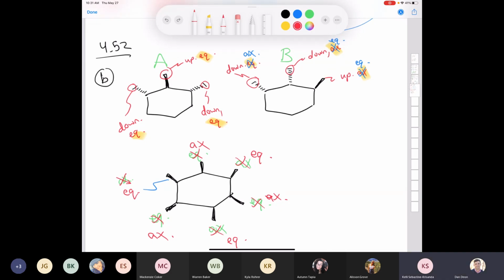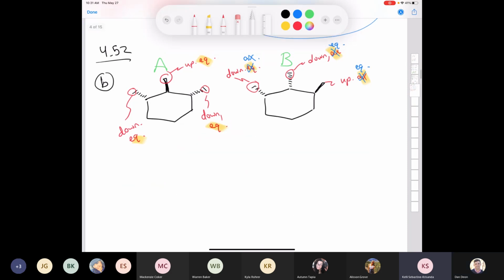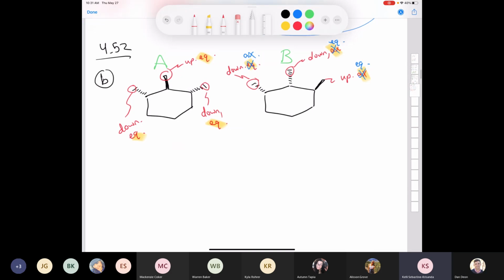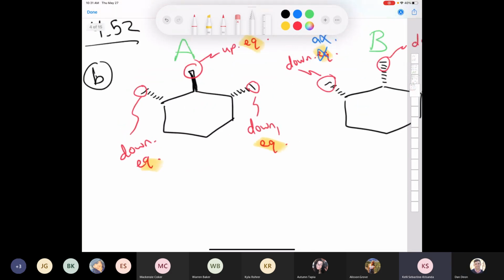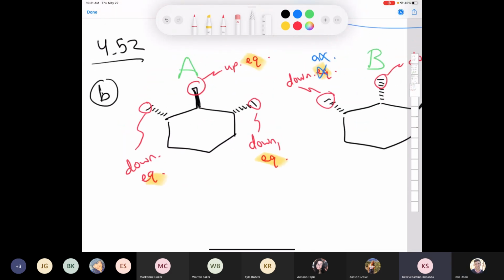Okay. So looking at number B and the 4.52 that we currently have here. Part A, if we're just looking at that one and we designate the solid as an equatorial, why is the next dashed line that's going down not axial?